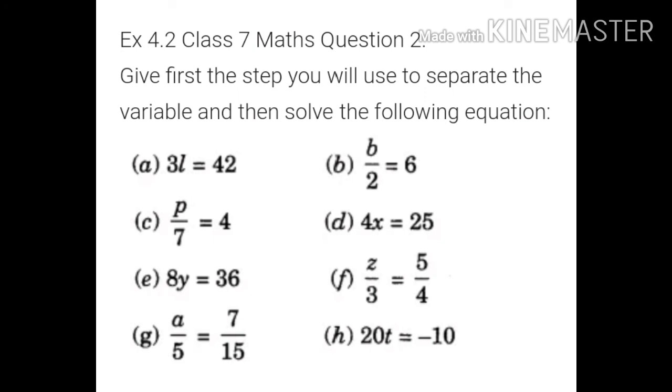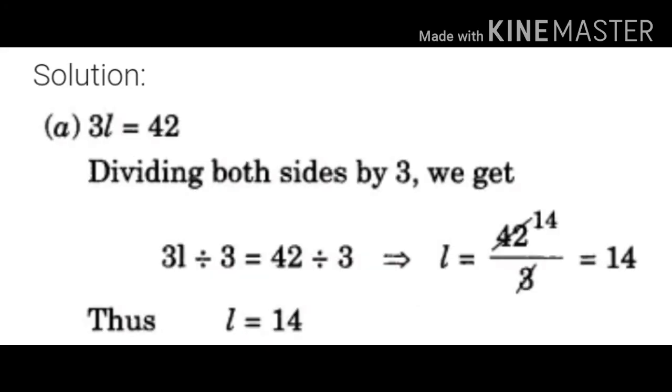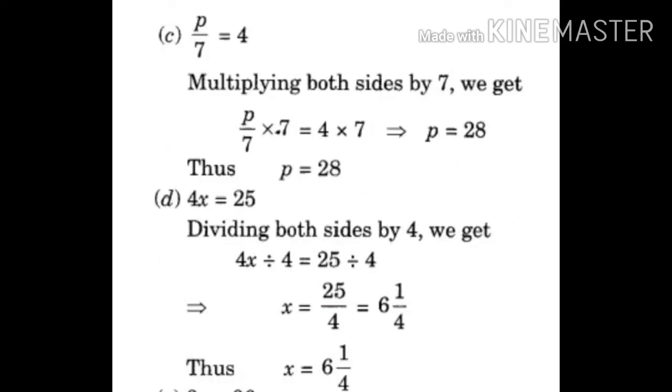So according to the first part, 3L is equal to 42. Here we have to separate the variable. Along with L we have 3. It's in multiplication. In the systematic method we need to do the opposite. So we are going to divide by 3 on both sides. Then L will be separated. The value of L will be 42 divided by 3, which is equal to 14. Thus L is equal to 14 is the answer. Now C part. P upon 7 is equal to 4.